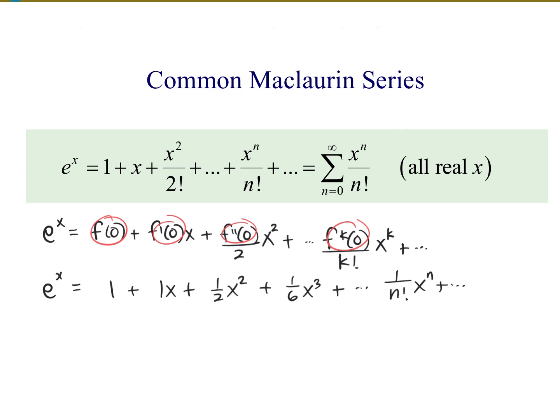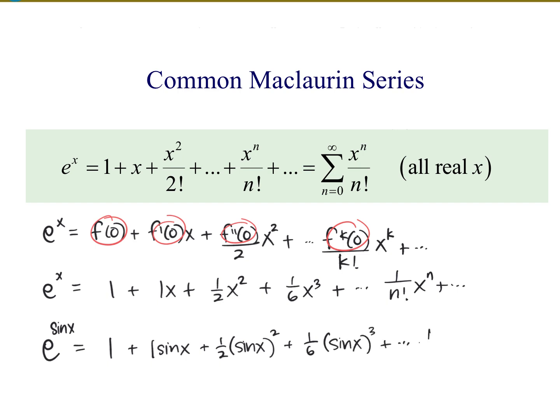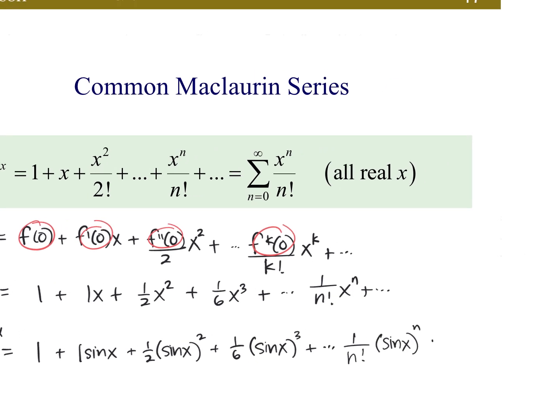In a similar vein, and we dabbled with this last module, we should be able to build e to the sine x. It would be built the exact same way. It's still going to start with 1. And then we would have 1 sine x instead of regular x. And then 1/2 quantity sine x squared. And 1/6 quantity sine x cubed. Dot, dot, dot. 1 over n factorial sine x to the nth would keep going. That would be your general term.